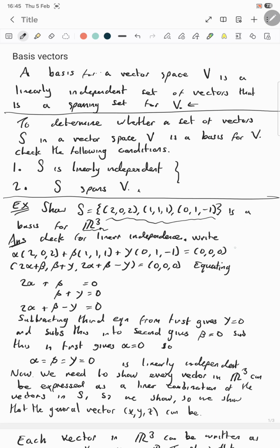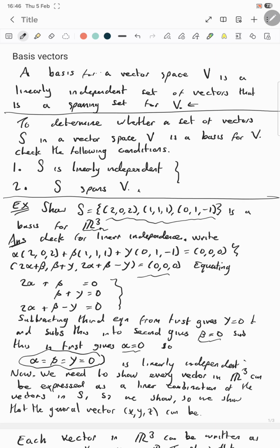So we'll check for linear independence by writing all these components equal to 0 and equating when we multiply out. And again, this should be familiar by now, we're equating all these to 0 in order to find the values for alpha, beta and gamma. Now we subtract the third equation from the first to give gamma equals 0, and substituting this into the second equation gives beta equals 0. Substituting this into the first gives alpha equals 0. So indeed all of these components are 0, so this means it's linearly independent.